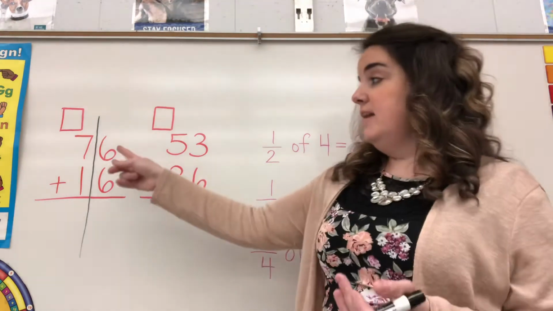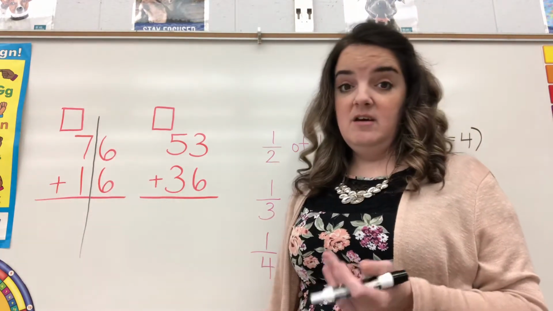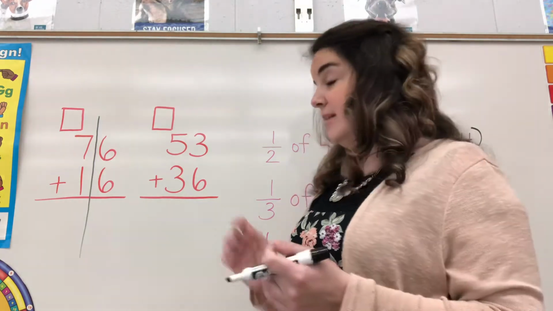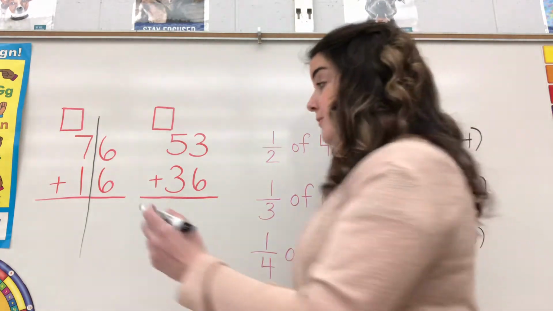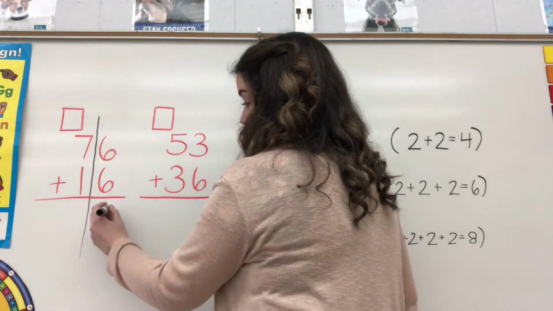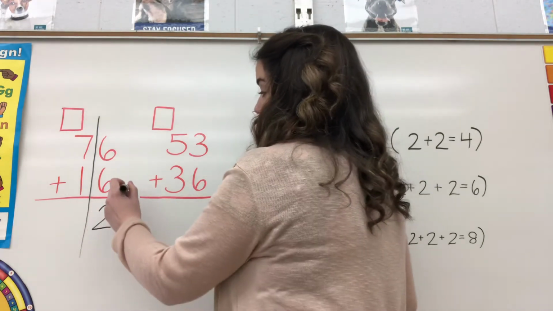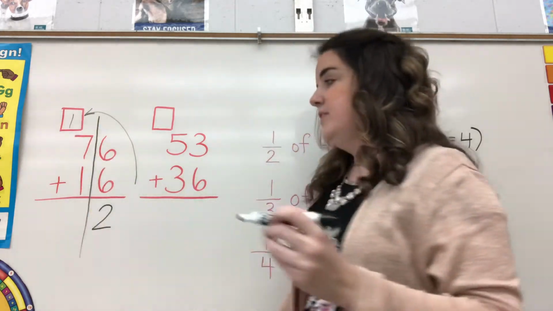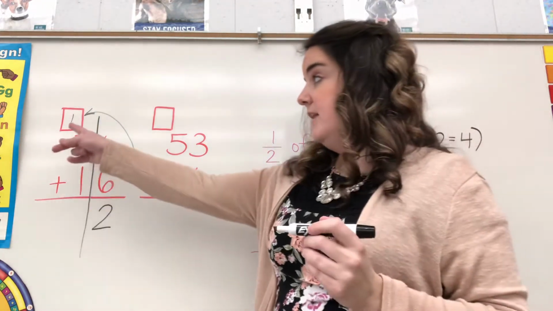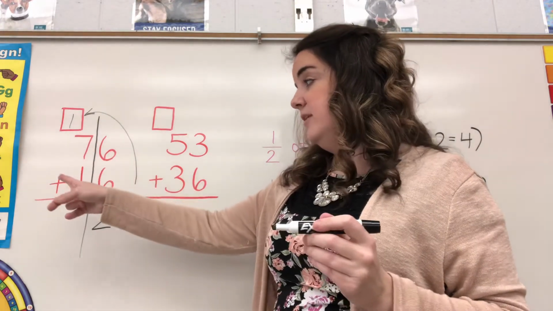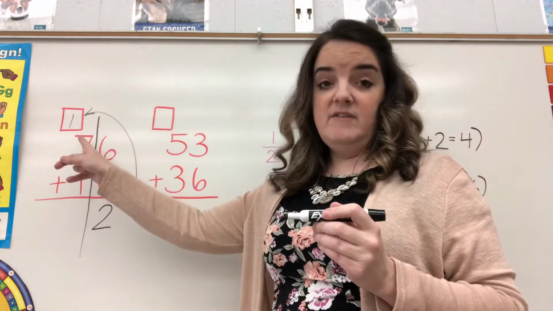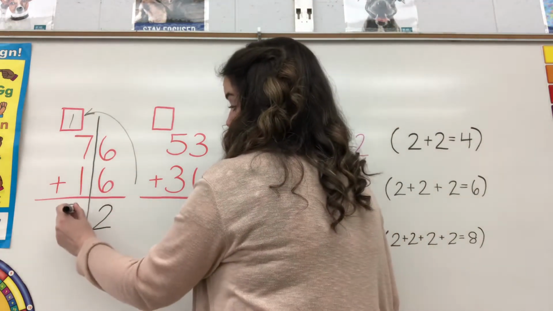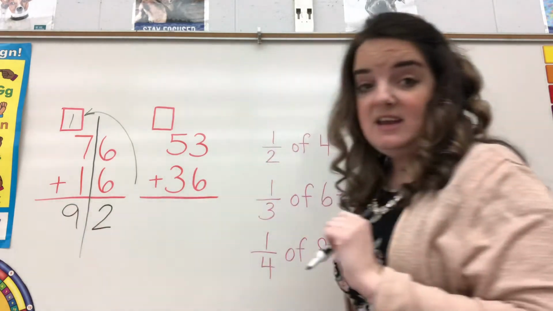Okay, so I have 6 plus 6. What is 6 plus 6? Give me a second. The answer is 12. So I'm going to write my number that's in the ones place, which is the 2, and I'm going to carry the 1 over to the tens place. So now I have 1 plus 7 plus 1. So 1 plus 7 is 8. 8 plus 1 is 9. So my answer is 92.